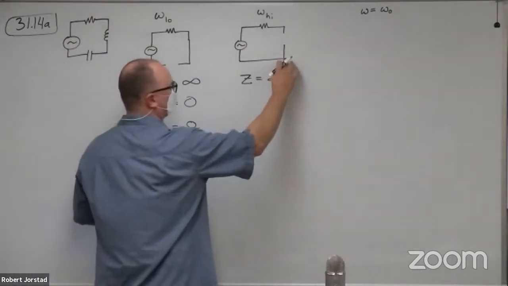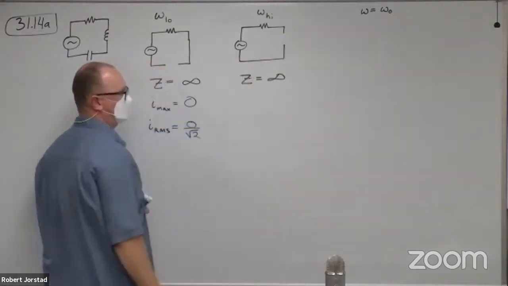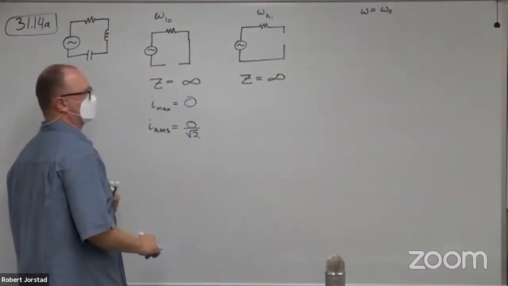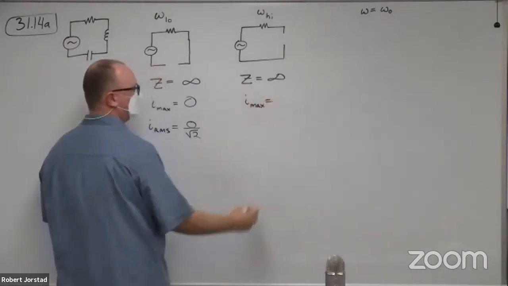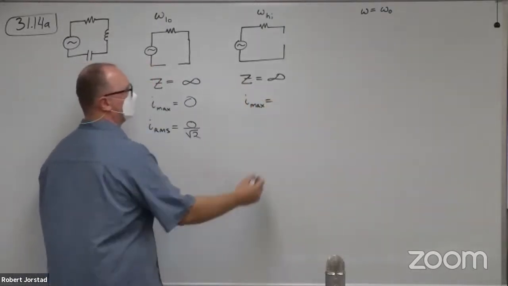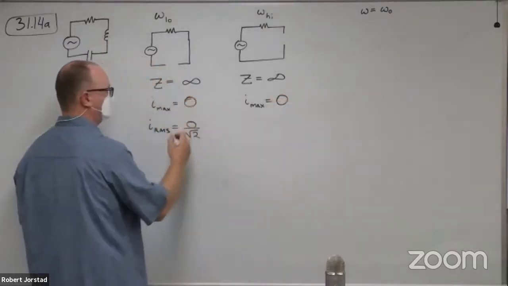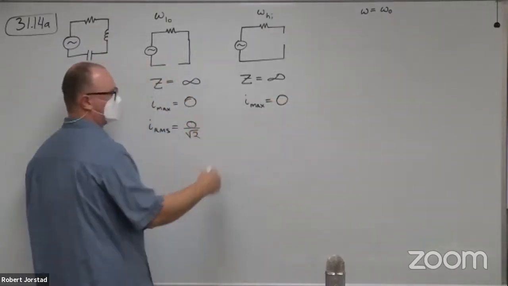It's hard to conduct electricity through a big open air gap, or a break in the circuit. So what's Imax? The current amplitude is 0. And obviously IRMS would be 0 again.